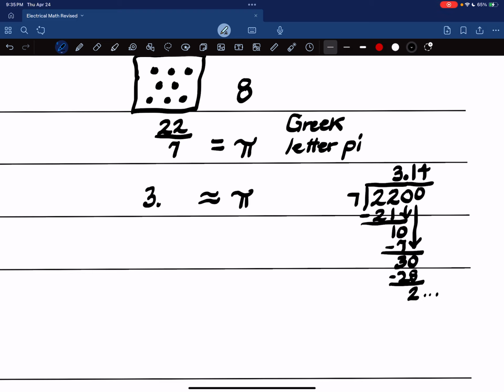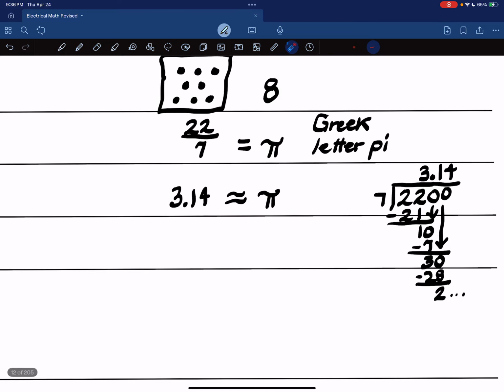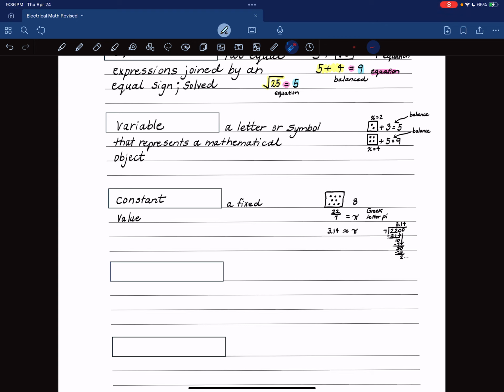So we can say that pi is about 3.14 or exactly 22 over 7, but pi never changes. When I see this symbol, my brain knows it needs to use one of those values. Usually it's this one. Pi is always, constantly, the same thing. It will not change with respect to math. So variables change all the time. The x can represent anything it needs to. A constant will not change. It is always the same.